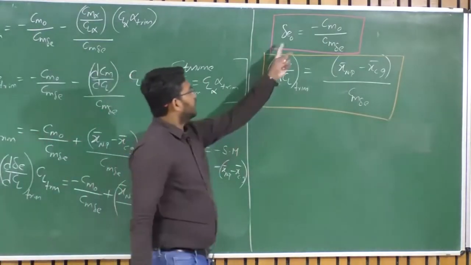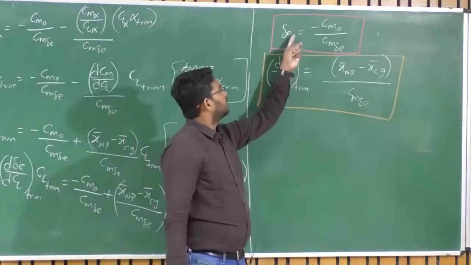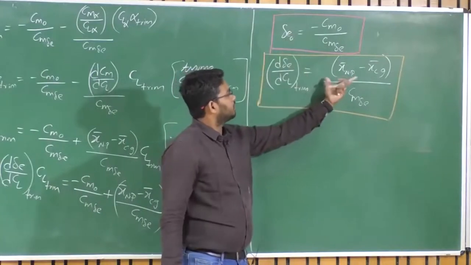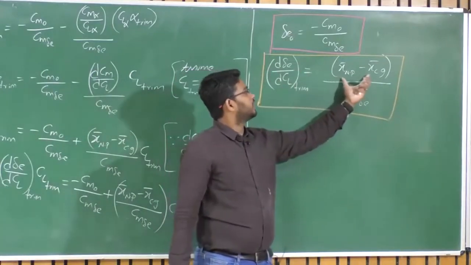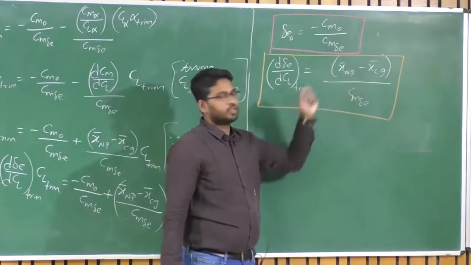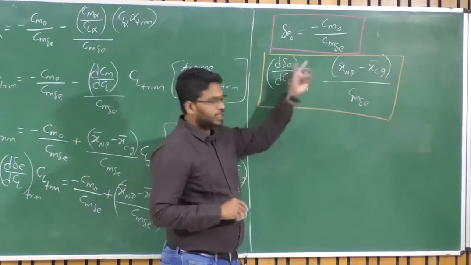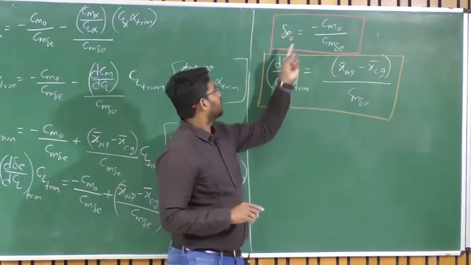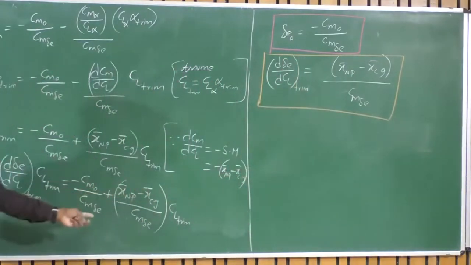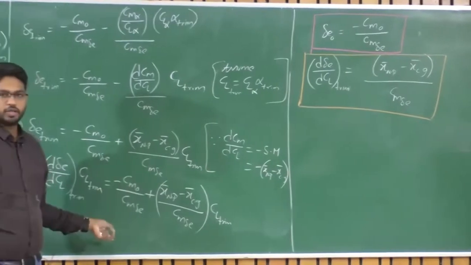So the elevator deflection delta E naught is mainly required when your CG is at the neutral point. Am I correct or not? If your CG is at the neutral point, that means you don't have this trim coefficient anymore here. So you need to satisfy this delta E naught for this CM naught and CM delta E.